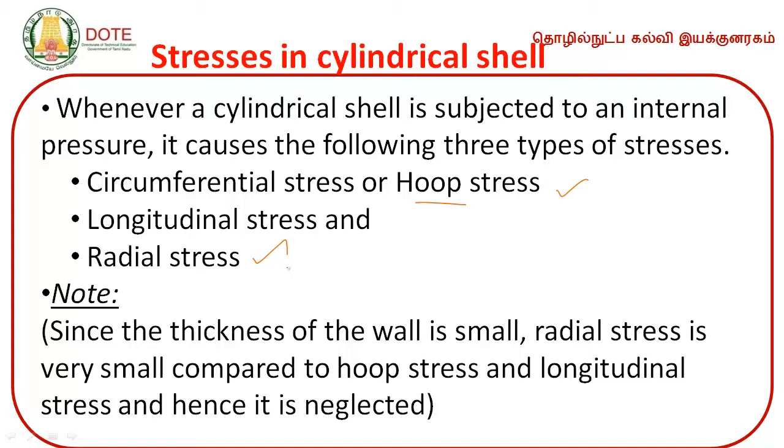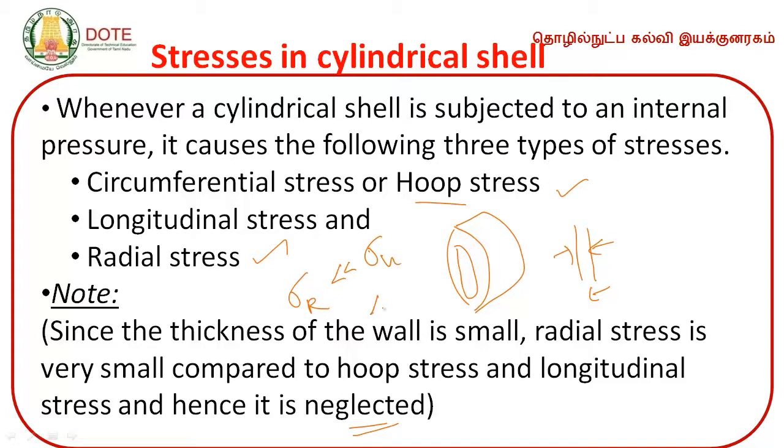But in general, the thickness of the wall is very, very small. Radial stress acts radially on the shell. Since the thickness is very small, the radial stress is very small compared to hoop stress and longitudinal stress, and hence it is neglected during the calculation.